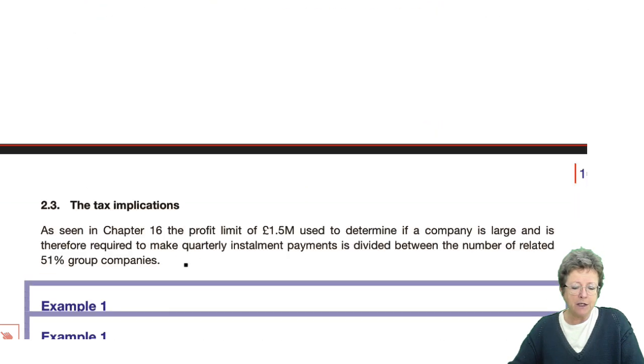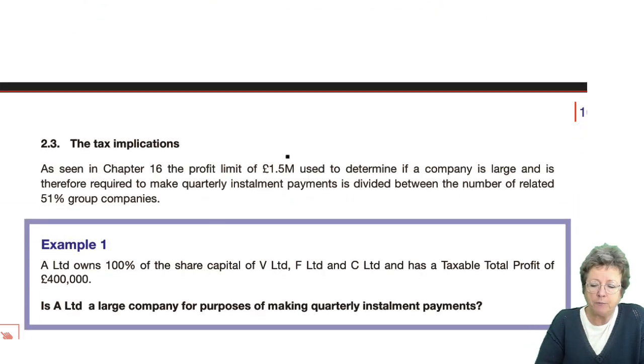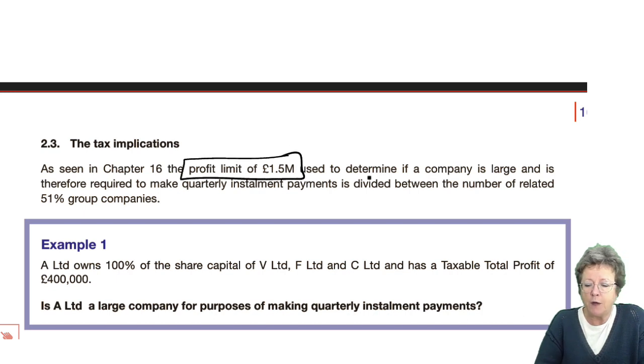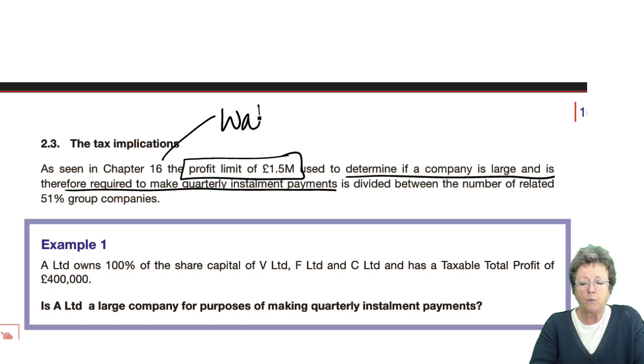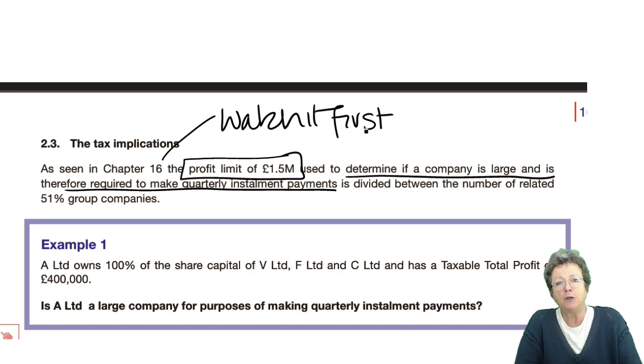Now, there are some implications for this. The major one is the profit limit that determines whether a company is large and is therefore required to make quarterly instalments. Chapter 16. If you haven't watched chapter 16 and been through the manual of chapter 16 yet, you need to stop this recording now and go back and do chapter 16. Each of the chapters in the manual is in a certain order because they progressively get more difficult, and the information in one chapter relates to the one afterwards. So please watch them in the right order.